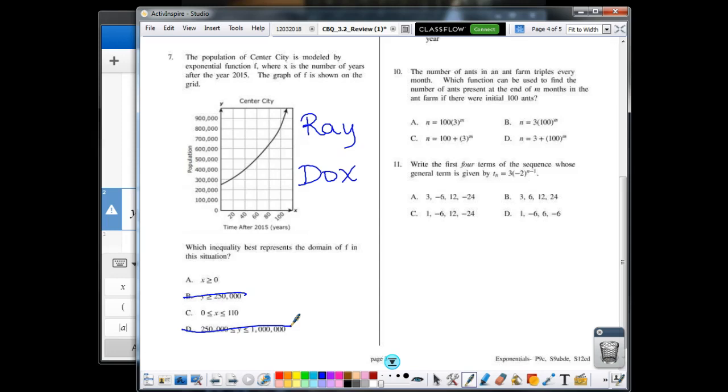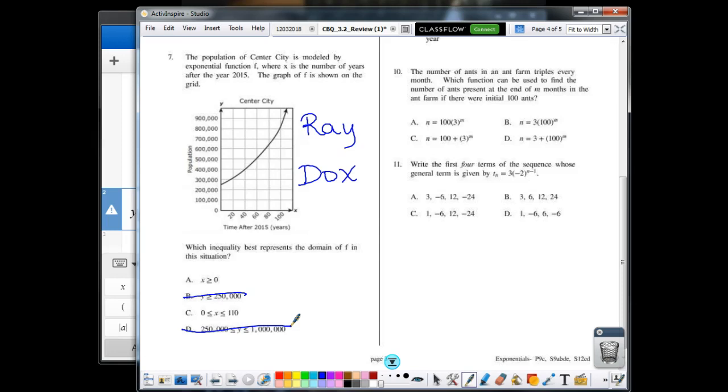What do you notice about the graph? It's not linear going up. That's exponential. There you go. Why is it not C? It's not C because it's not greater than C.